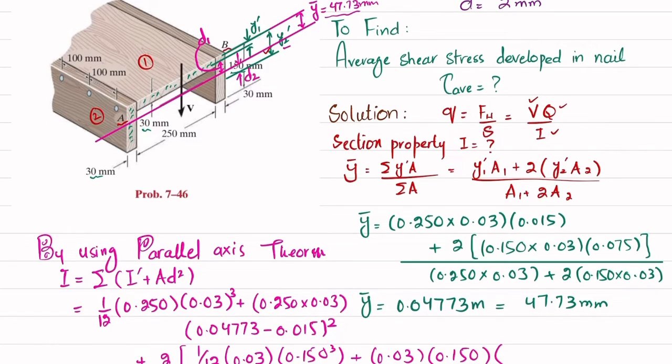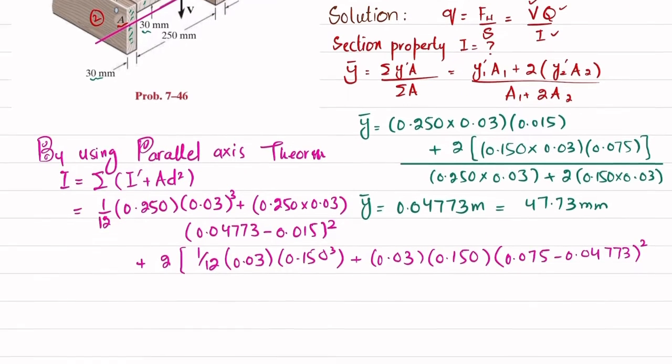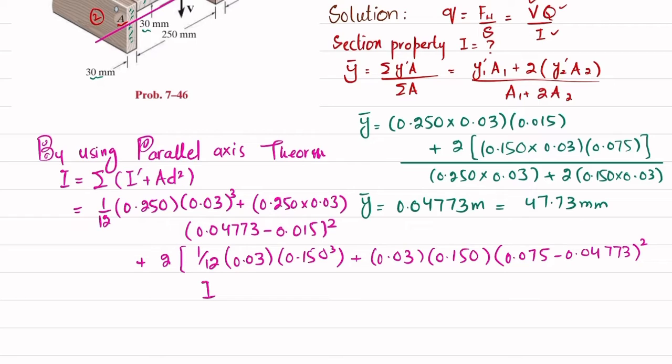So this distance y2 dash was 0.075 minus y dash, which is 0.04773 whole square. So when you calculate it, you will get the moment of inertia for the beam shown above is 32.164 into 10 raised to the power minus 6 meter power 4.